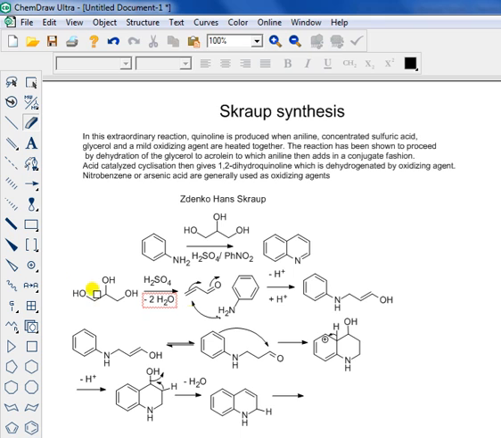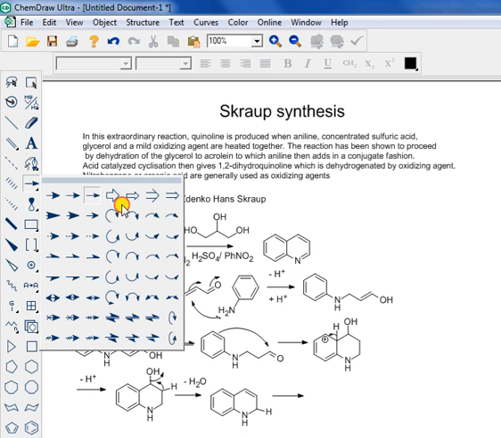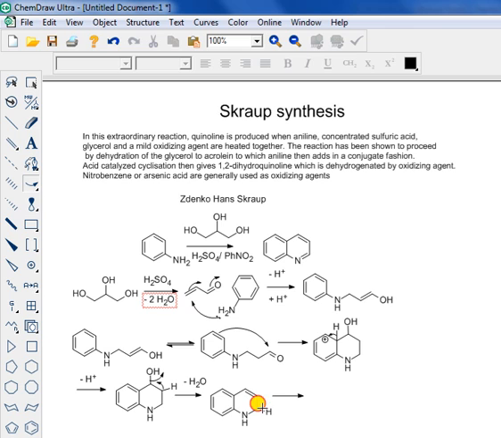And let's now here this one. I told you that PhNO2 is a mild oxidizing agent. So you will get, now again we no need to write, just copy it, the quinoline molecule is there, so just paste it.